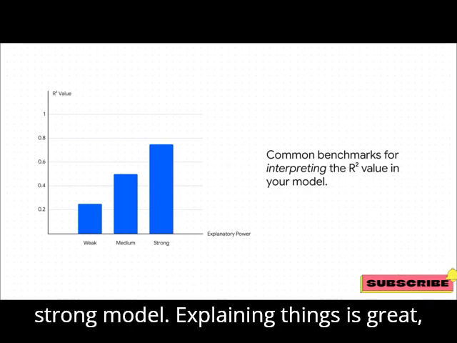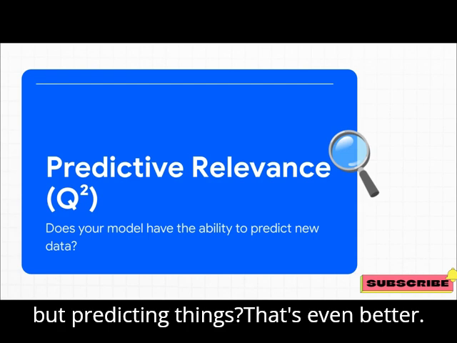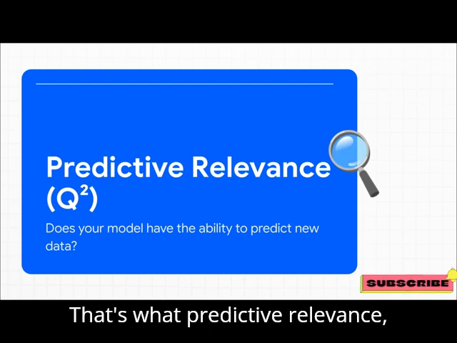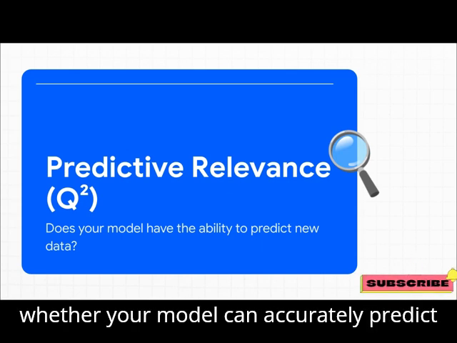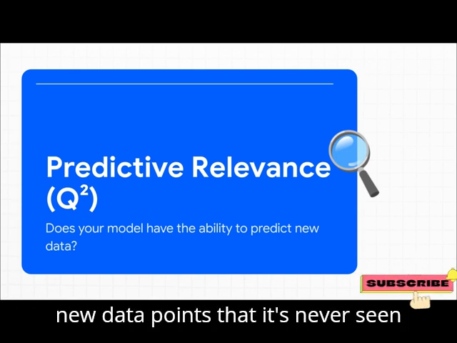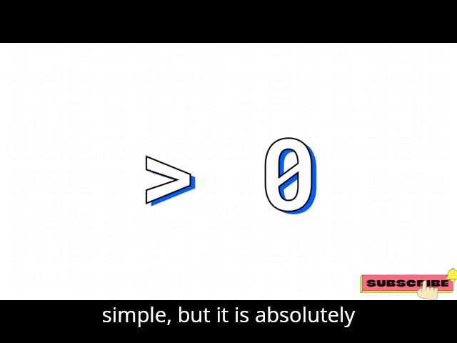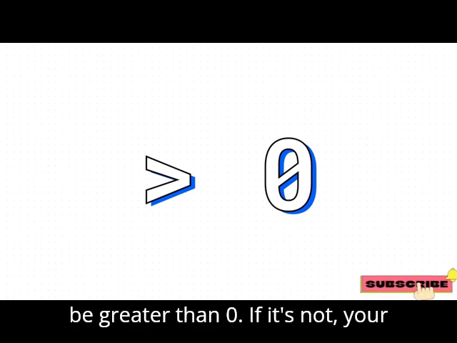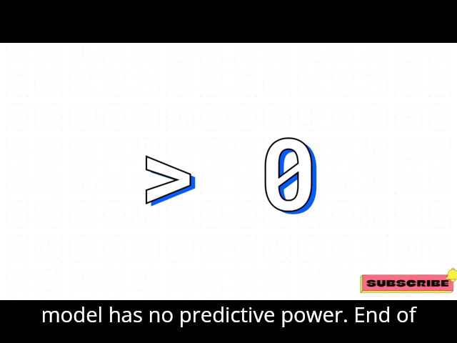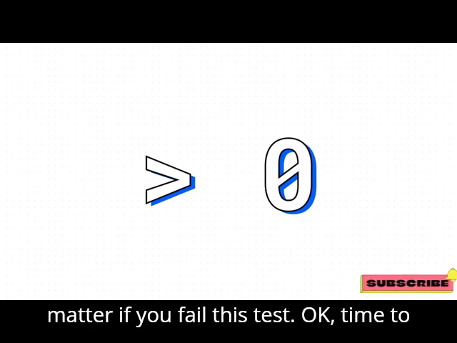Explaining things is great, but predicting things? That's even better. That's what predictive relevance, measured by Q-squared, is all about. It tests whether your model can accurately predict new data points that it's never seen before. And the rule here is super simple, but it is absolutely non-negotiable. Your Q-squared value must be greater than 0. If it's not, your model has no predictive power. End of story. Even a high R-squared doesn't matter if you fail this test.